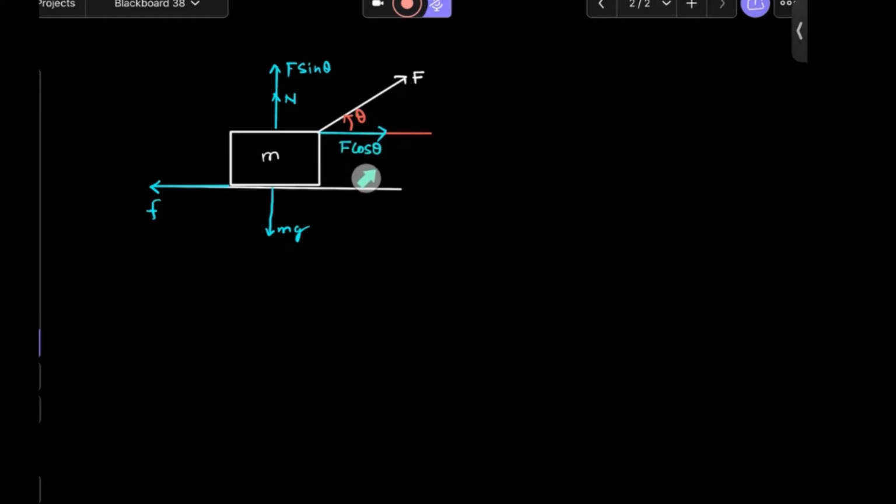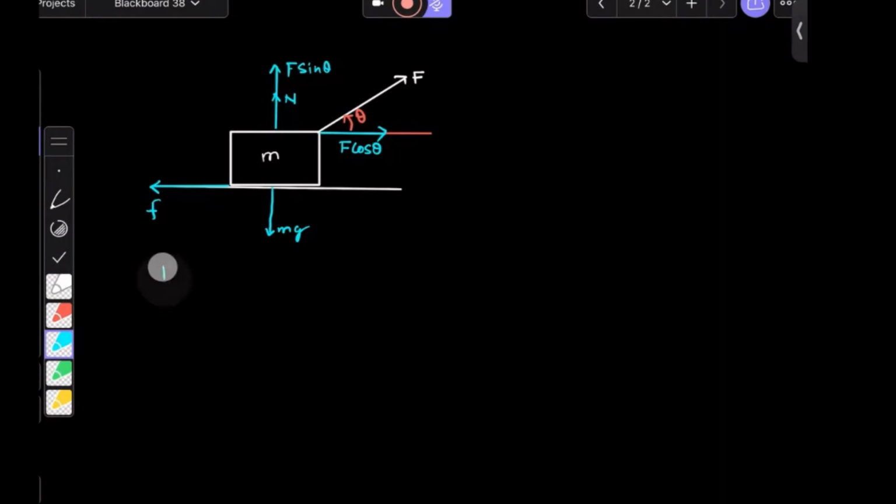So for us to be able to move that block on the surface, F cos theta must be more than the maximum the friction can act, or at least equal to. And since this block has got nothing happening in the vertical direction, net force in that direction should be 0. So we have F sin theta upward, normal contact force also upward, mg acting down. So we get N equal to mg minus F sin theta.